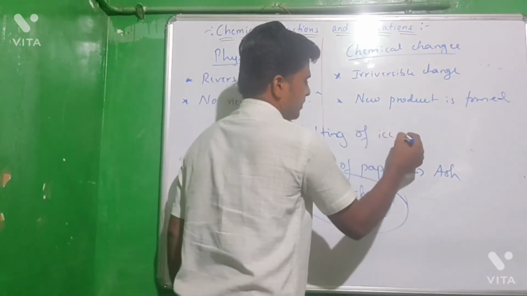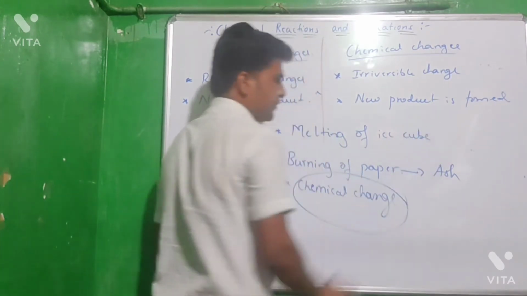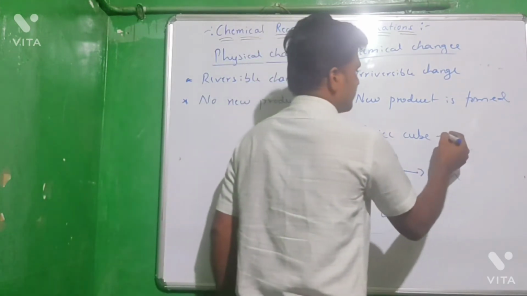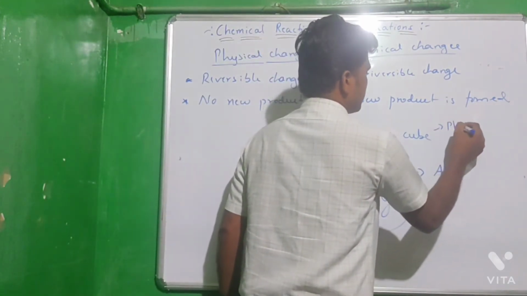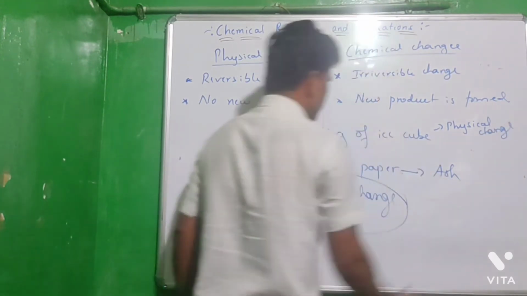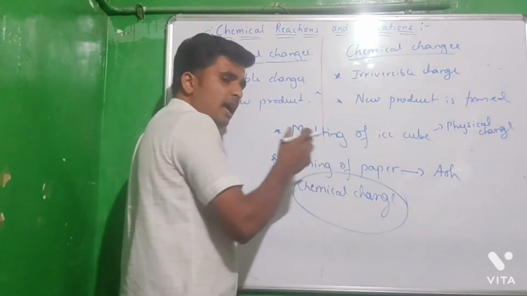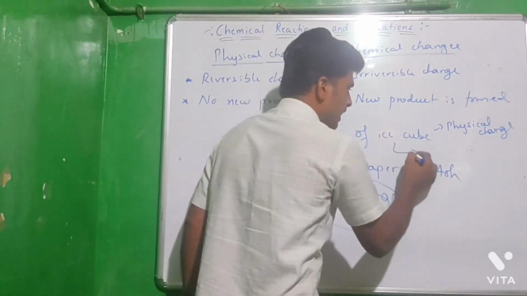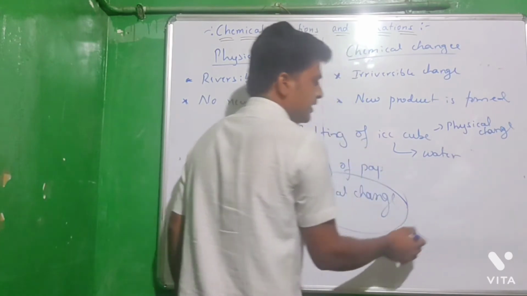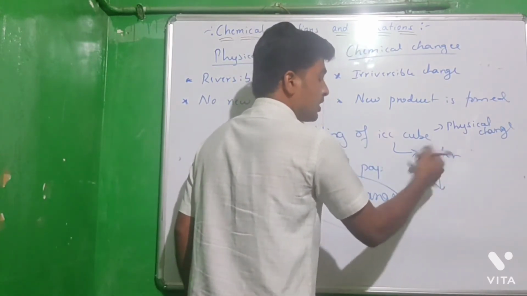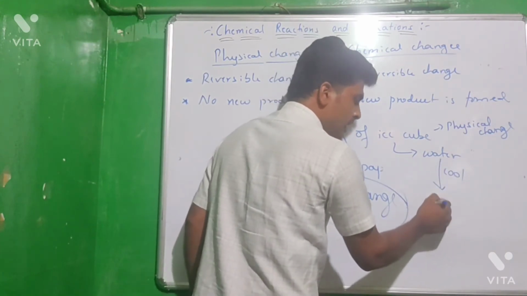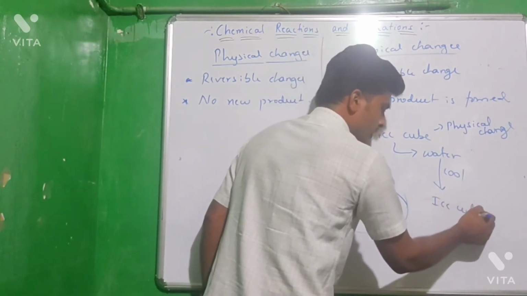And melting of an ice cube. Is it a physical change or a chemical change? It is definitely a physical change. Why? Listen here. If we melt the ice cube, what will happen? The ice turns into water. Again, cool or condense the water, what will happen? The water condenses to form the ice cube.